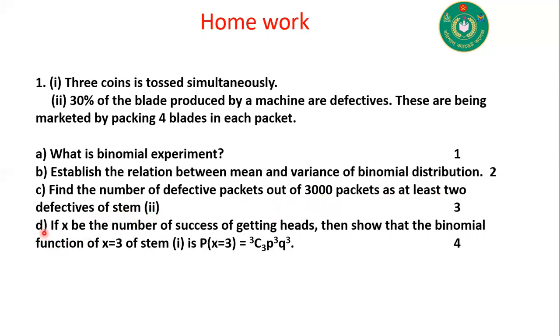And the question D, if X be the number of successes of getting hits, then show that the binomial function of X = 3 of the stem, that is Roman 1, is P(X = 3) = 3C3 × p^3 × q^3.